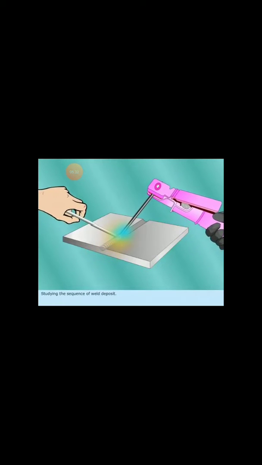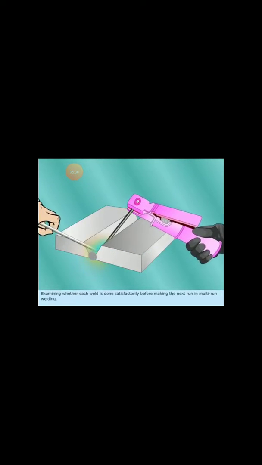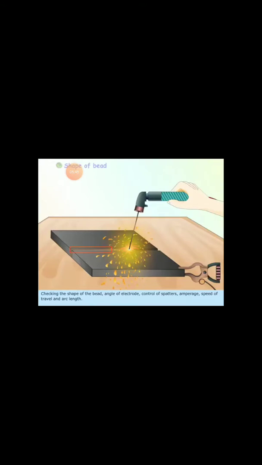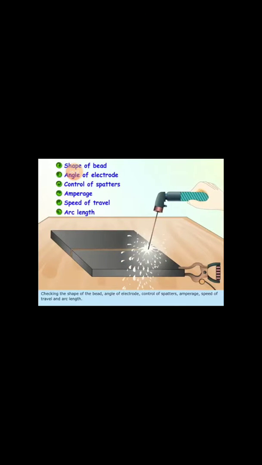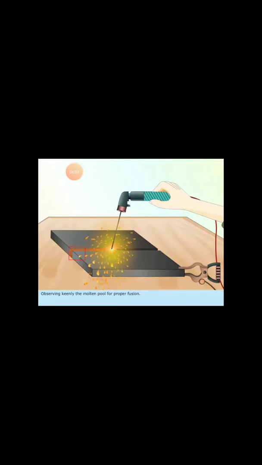During welding, the following visual inspections are made. Studying the sequence of weld deposit. Examining whether each weld is done satisfactorily before making the next run in multi-run welding. Checking the shape of the lead, angle of electrode, control of spatters, amperage, speed of travel, and arc length. Checking the manipulation of electrode, blow pipe, and filler material. Observing keenly the molten pool for proper fusion.